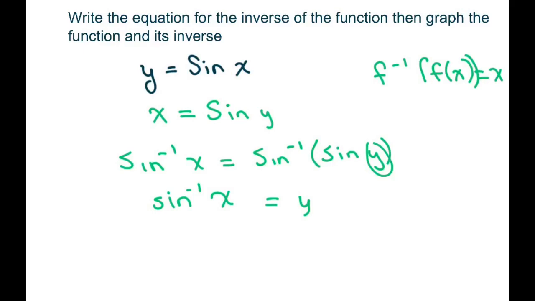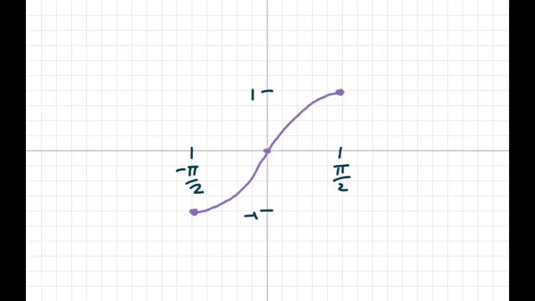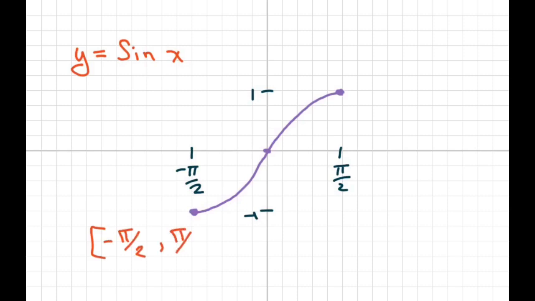Alright, and I went ahead and took the liberty of graphing. This one is restricted, so we're taking the inverse. This is y equals sine of x. The domain got restricted from negative pi over 2 to pi over 2. And then for the parent function, I went from negative 1 to 1.